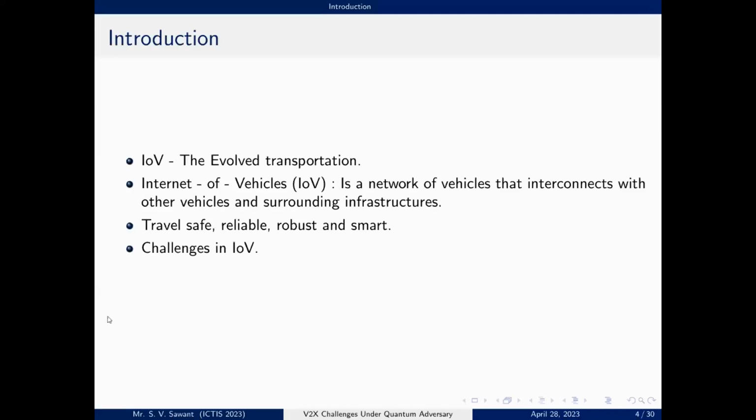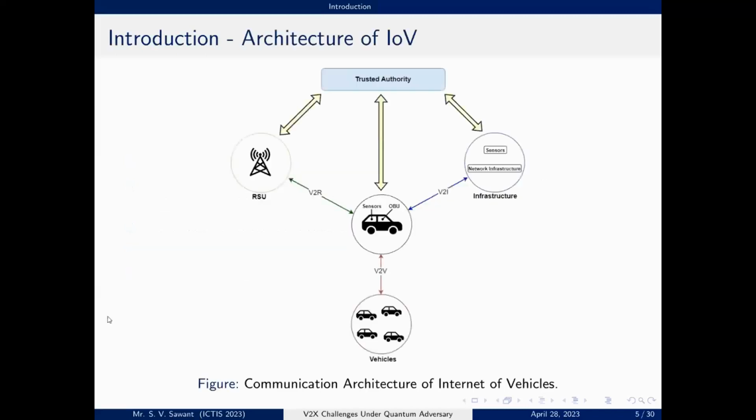Now, in order to understand these challenges, let us first understand the architecture of the IoV. Here we can see there is one trusted authority. There's the RSU, which is the roadside unit, installed at the side of the road. And there's a vehicle in the middle. This vehicle has the sensors and the OBU. OBU is called the onboard unit.